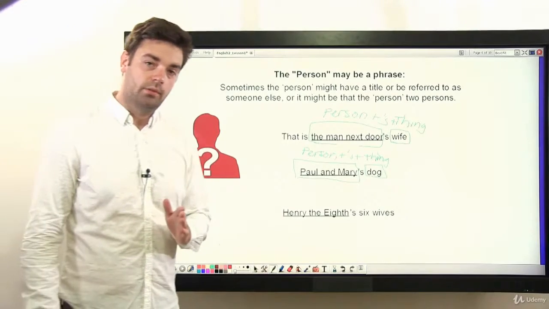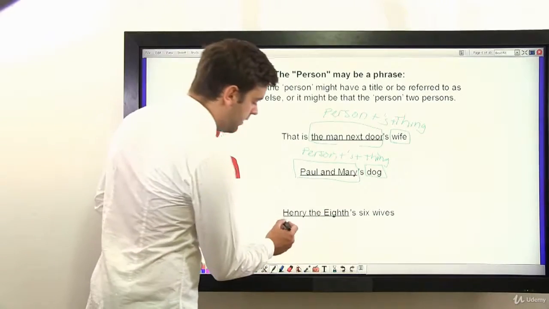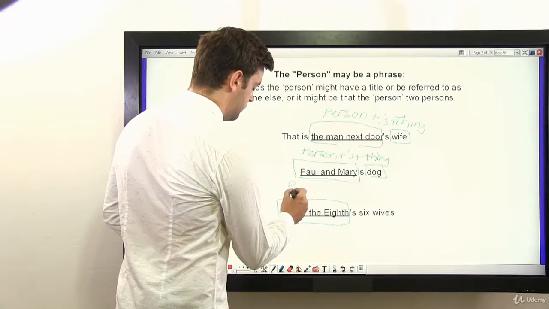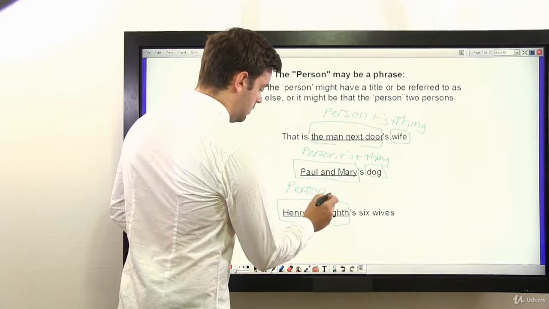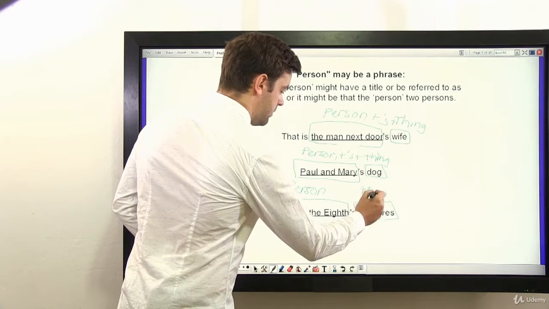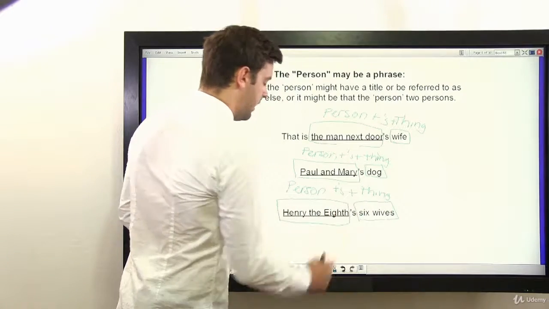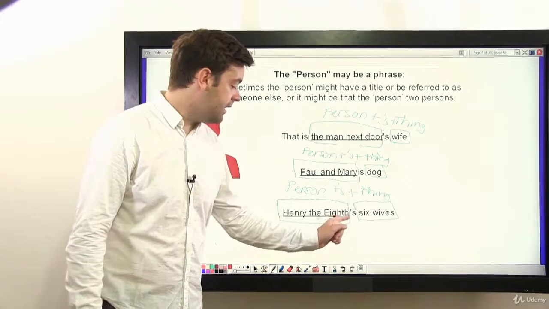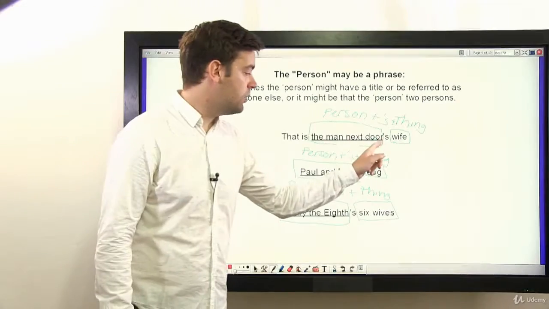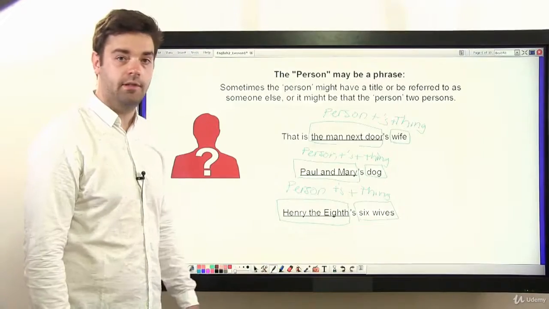Some people might have a title, such as Henry VIII. Again, Henry VIII is the person. We refer to Henry VIII as one person. He had 6 wives. So these are the things, plus apostrophe S plus thing. So again, very simple. Henry VIII's 6 wives. So we have the man next door's wife, Paul and Mary's dog, Henry VIII's 6 wives.